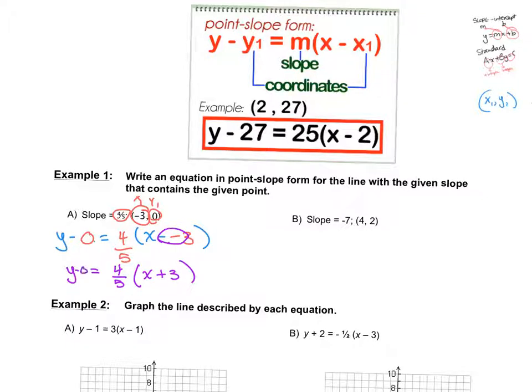You could write y minus 0. This purple that you see here is currently written in point slope form. So you would just leave it like that. You don't do anything further. Let's look at the next one.